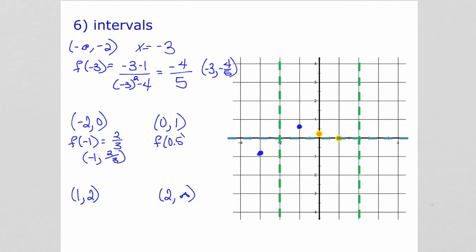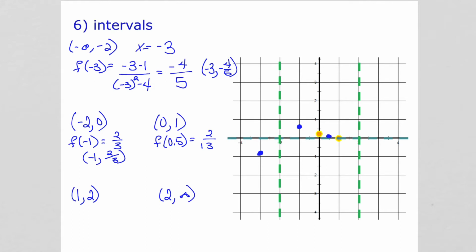I'm going to use 0.5. Plug that in, you get 2/13. Jeez, that's tiny. So somewhere where x is, you know, it's really close to 0. You got to get from there to here, so that makes sense.